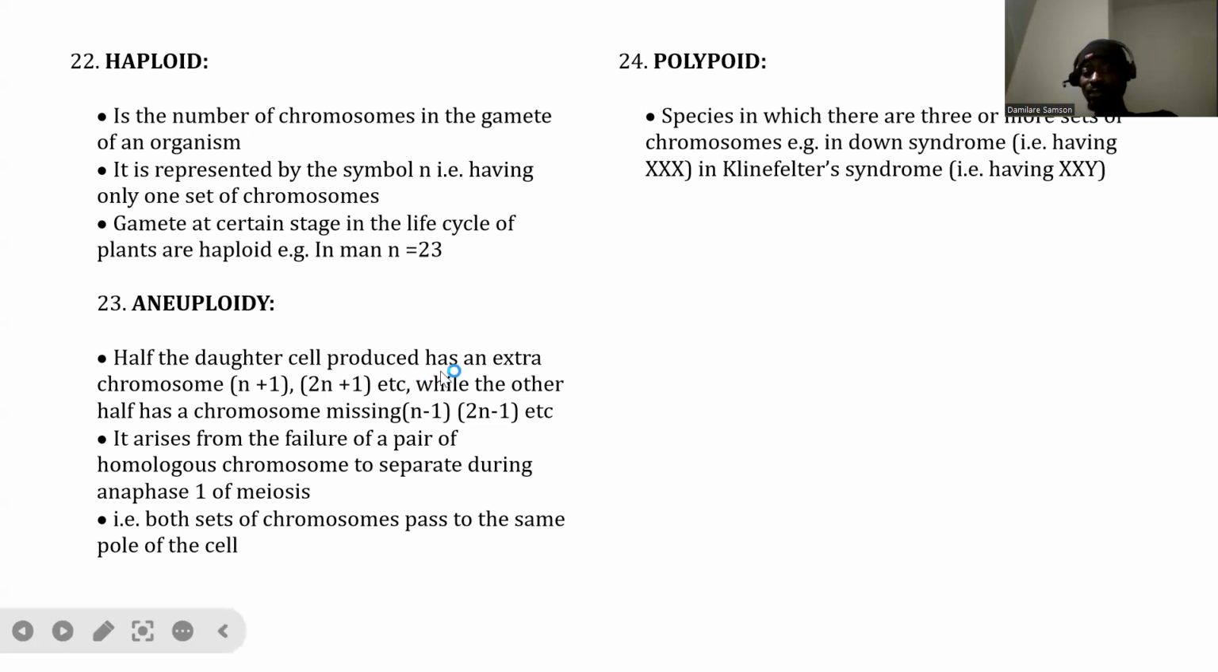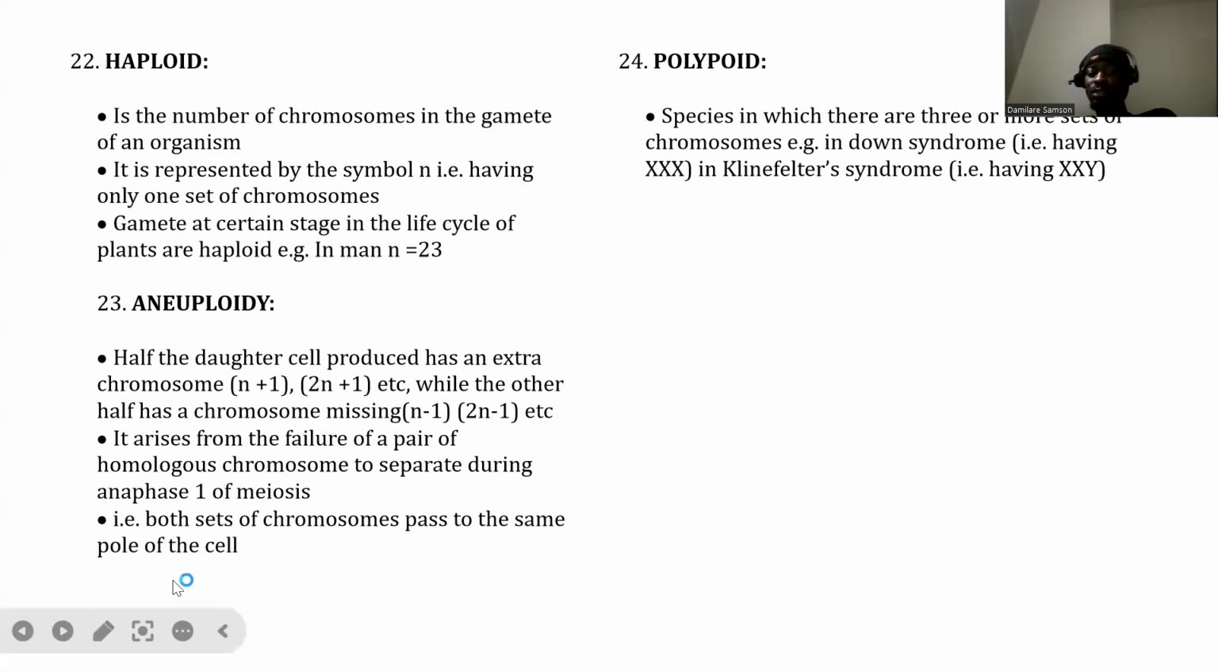Now, half of the daughter cells produced have an extra chromosome, plus 1. While the other half has a chromosome missing. So instead of N, it will now be N minus 1, or 2N minus 1. It arises from the failure of a pair of homologous chromosomes to separate during anaphase 1 of meiosis.